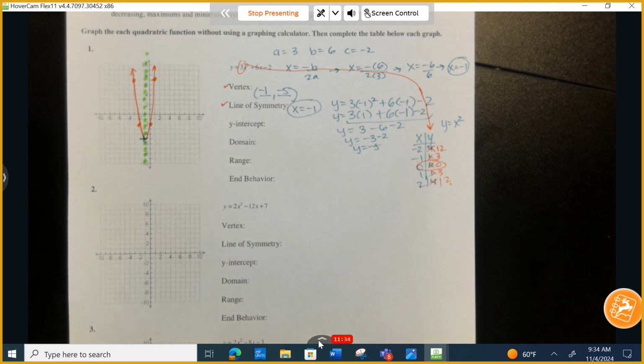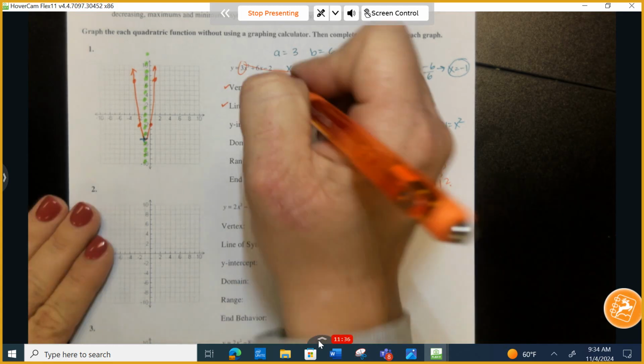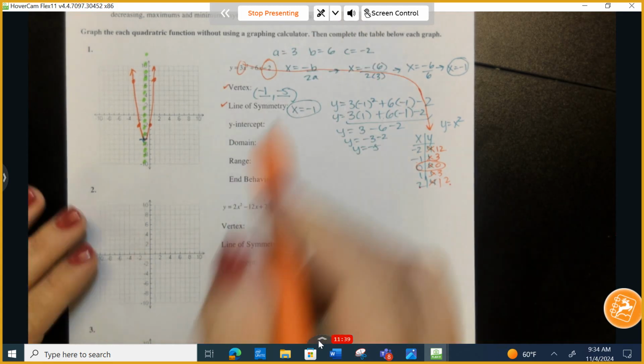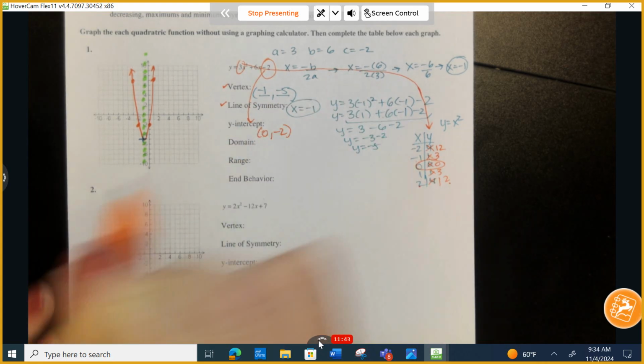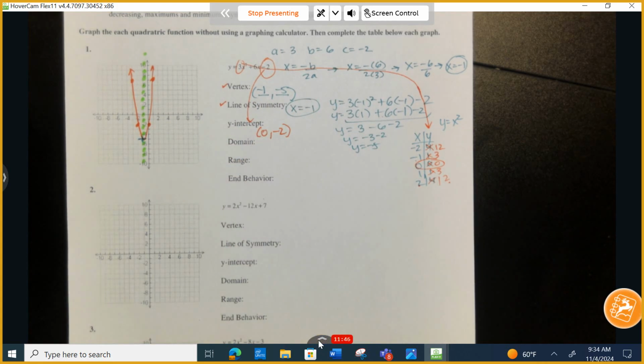In standard form, that's all we're working with today. In standard form, the constant, the value that has no x's, is always the y-intercept. So let's write it as an ordered pair. 0, negative 2, we can see we have that on the graph.